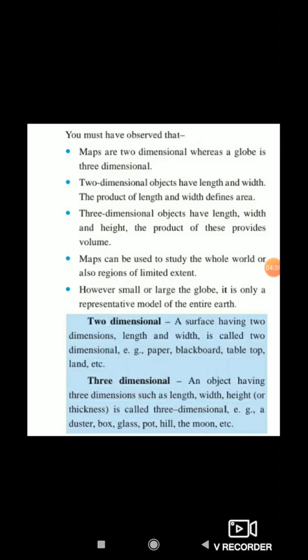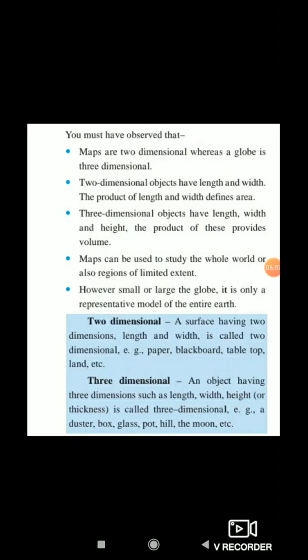For a two-dimensional object, you can keep in mind the rectangle, the flat device, which has only length and width. And for a three-dimensional object, you can keep in mind a cube, which has length also, width and height also. So here they give the example of two-dimensional and three-dimensional objects. Let's see the two-dimensional objects.